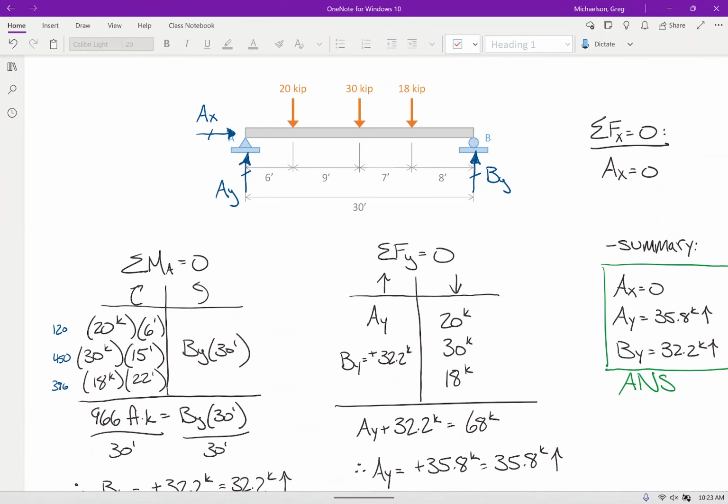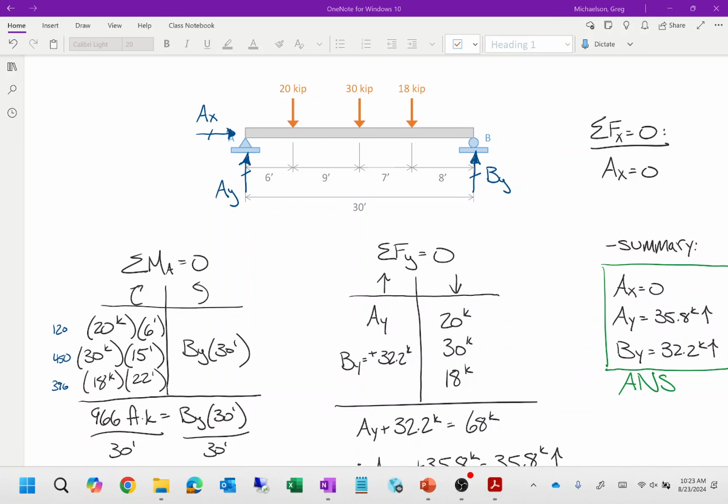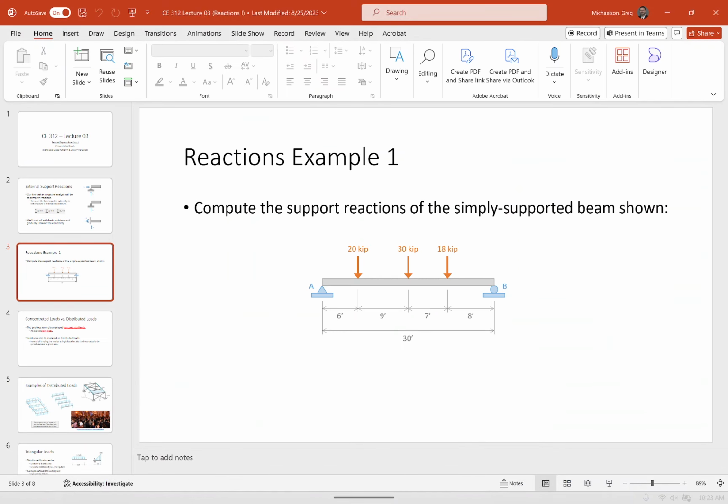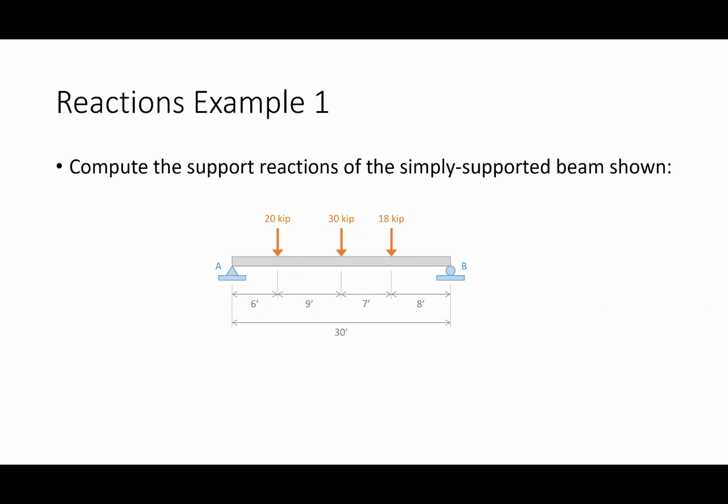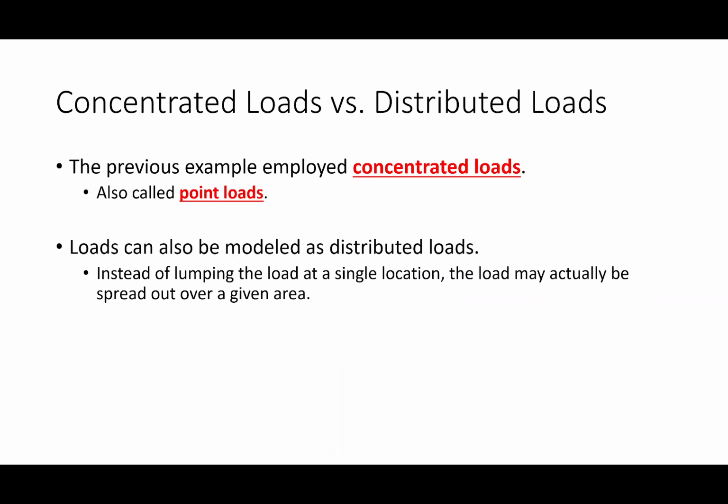So where are we going to ratchet this problem up today? Well, we're going to ratchet this problem up by taking our types of structures, and we're going to start looking at different types of loads, okay? So I want to talk now about concentrated loads versus distributed loads, okay?